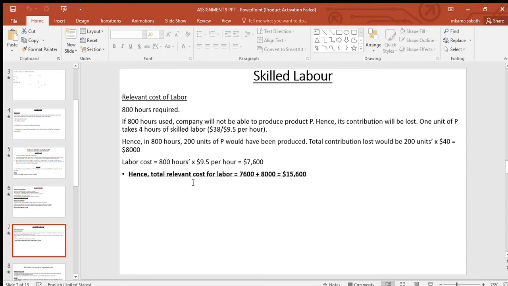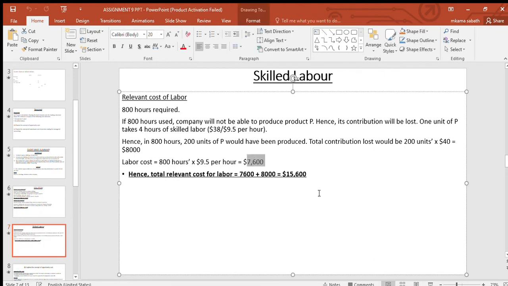When you're trying to solve for the labor cost, you take the 800 hours times 9.5 per hour. We multiply it, it will be 7,600. You take the 7,600 and add it to the 8,000 here. So it will be 15,600. That's the total cost for labor. We're done with the total cost for labor.